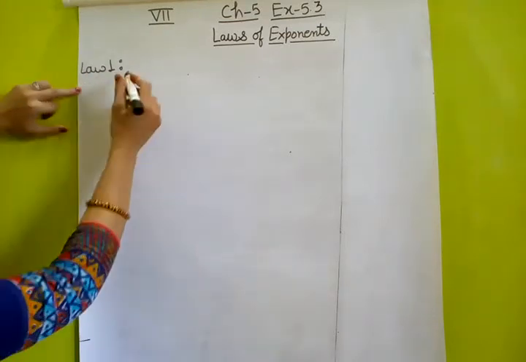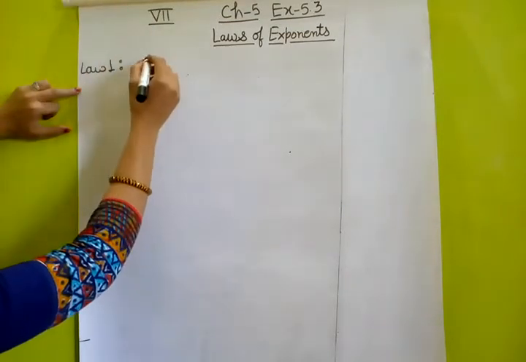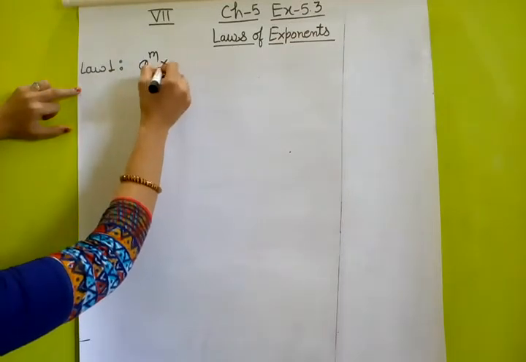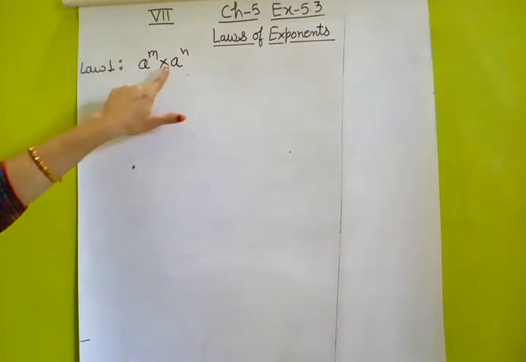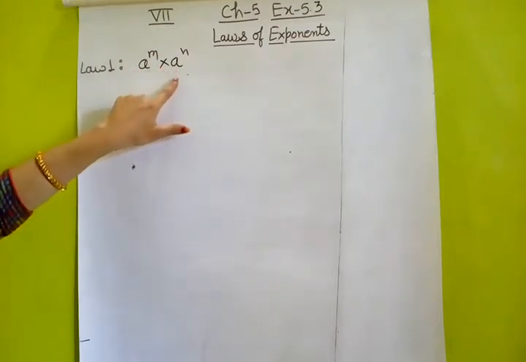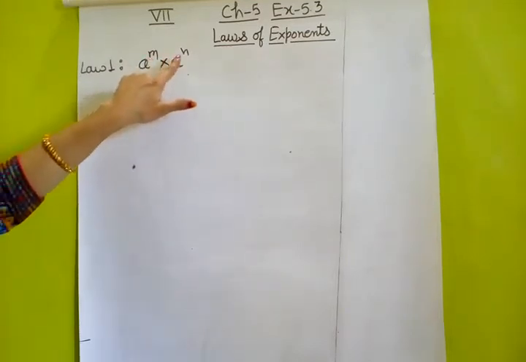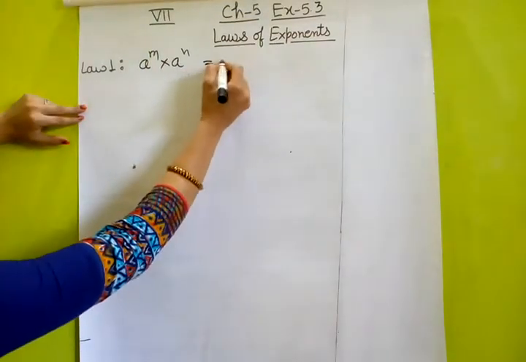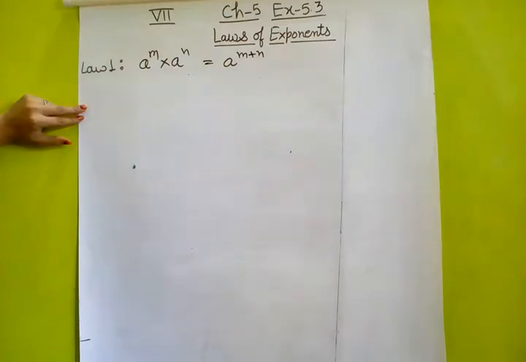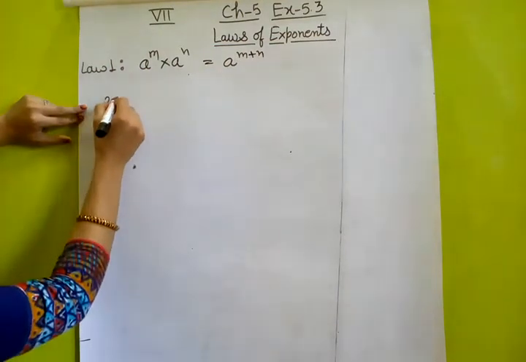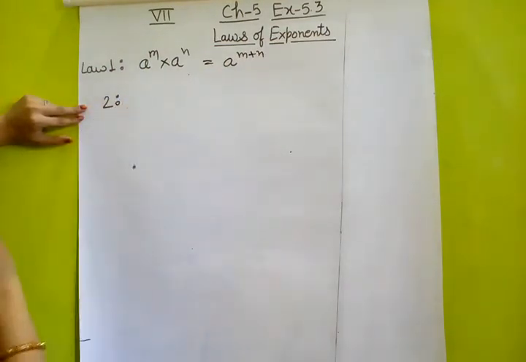So student, the first law is a^m multiplied by a^n. Students, you can see here the bases are the same, a and a. The bases are the same but the powers are different. So what you will do, the base will be common, and the power will be m plus n.